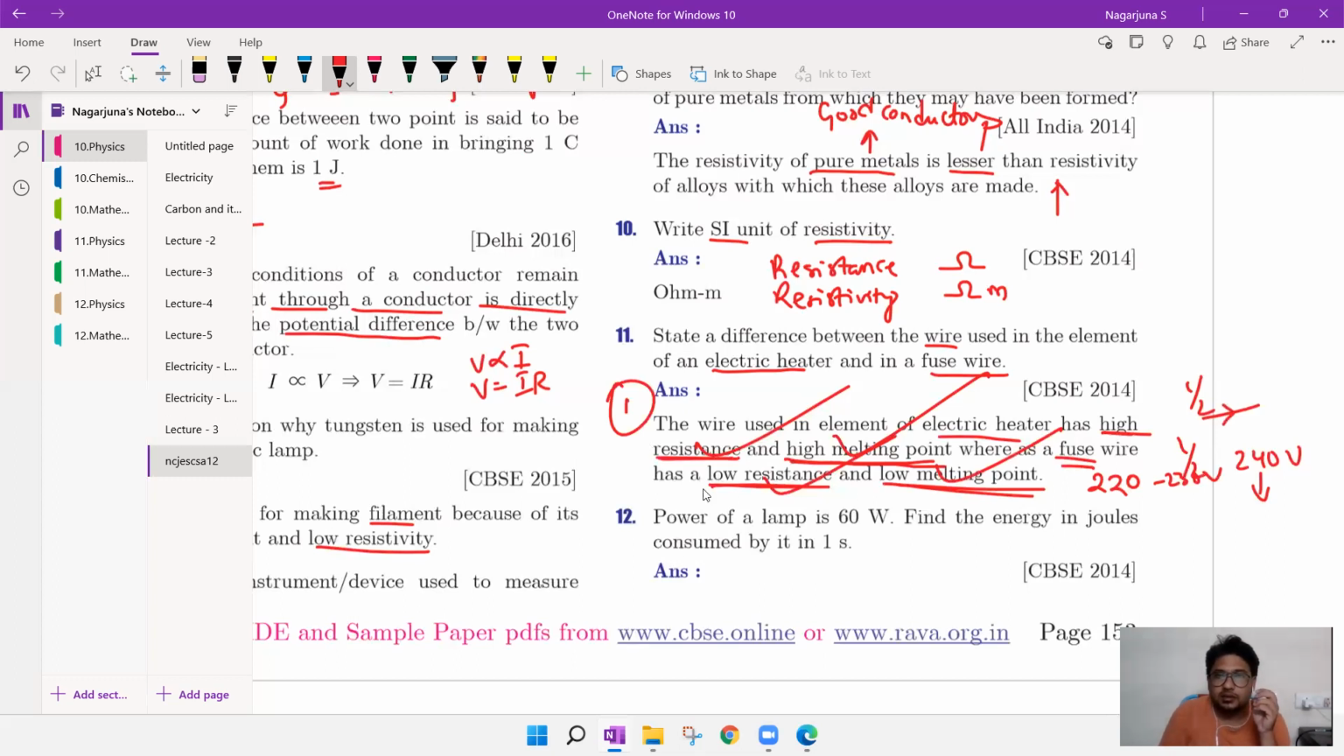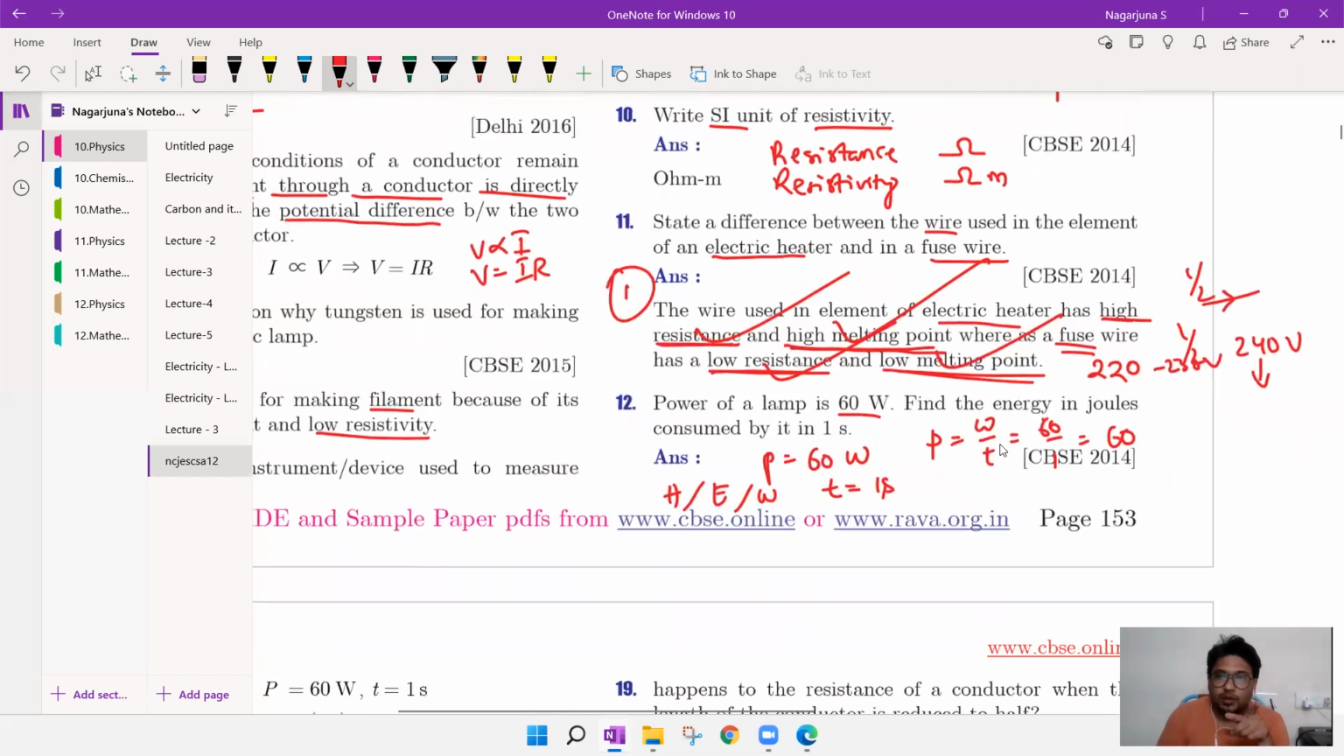12th question. Power of a lamp is 60 watt. So P is equal to 60 watt. Find the energy in joules. So energy or W, both are same. Energy or work or heat consumed in 1 second. T is equal to 1 s. So we know power is equal to work by time, right? So energy by time, which is nothing but 60 by 1, that is equal to 60.